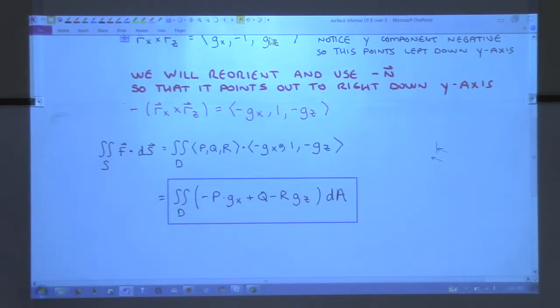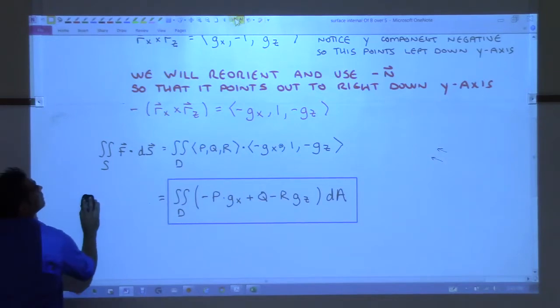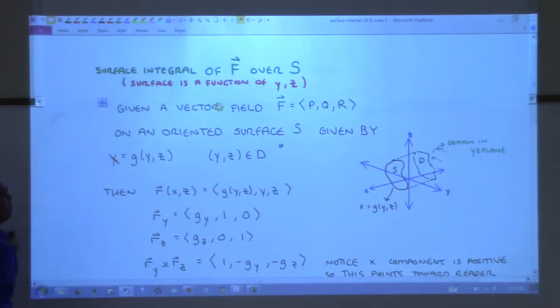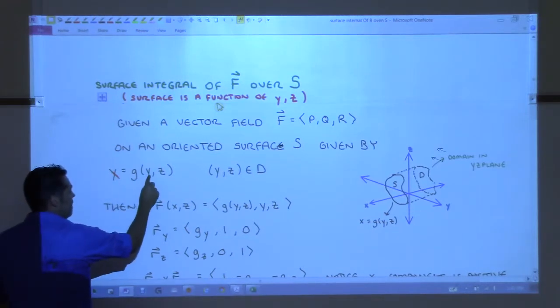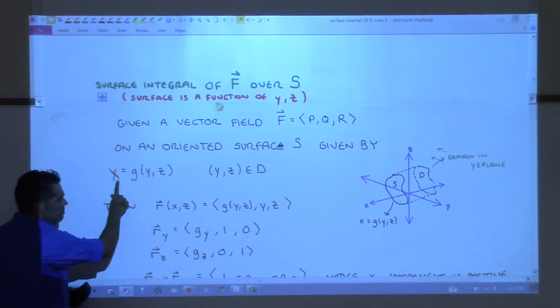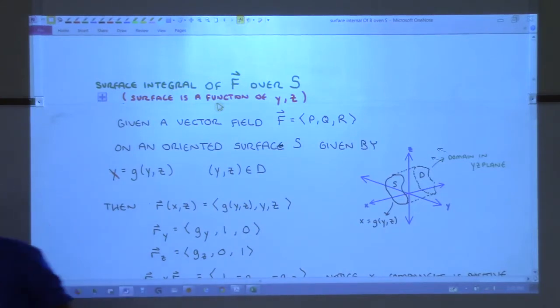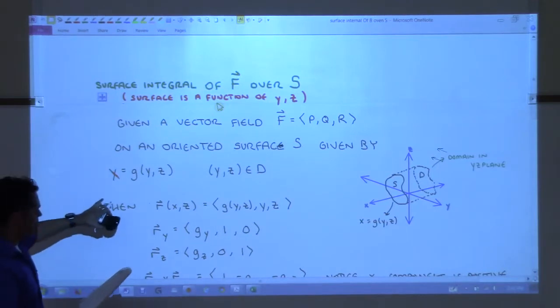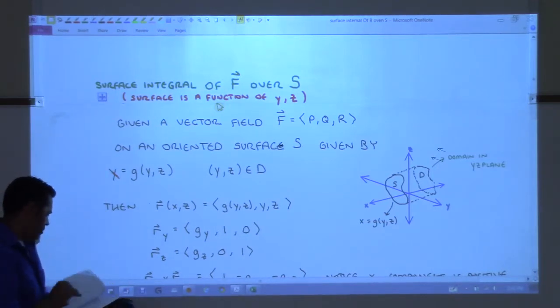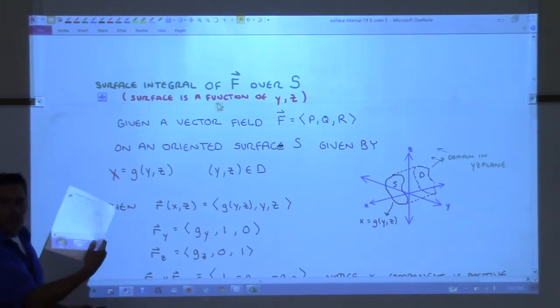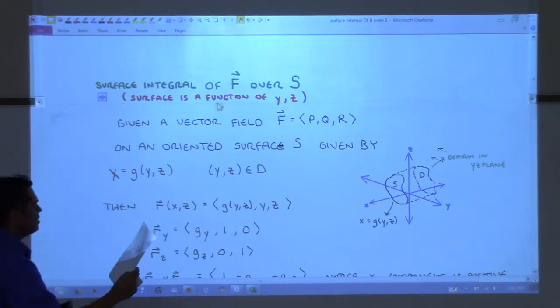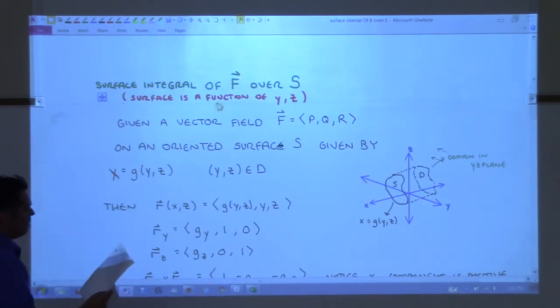One more to go. What if your surface is x is a function of y and z? That might be a typo. Is that a typo? It says y. It doesn't say y on there? So I think it's supposed to be x. Yeah, I left it red here so that I could remind you to change that. So I'm looking at formula H here. On H it should say x is equal to g of y, z.